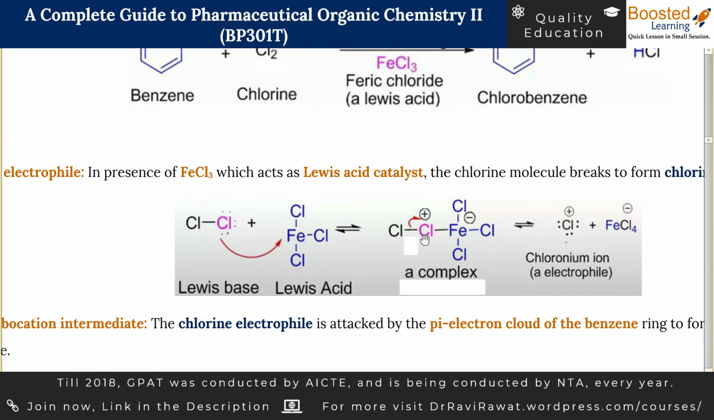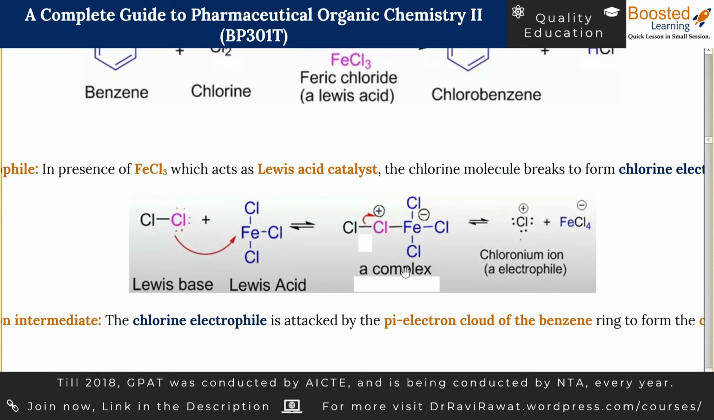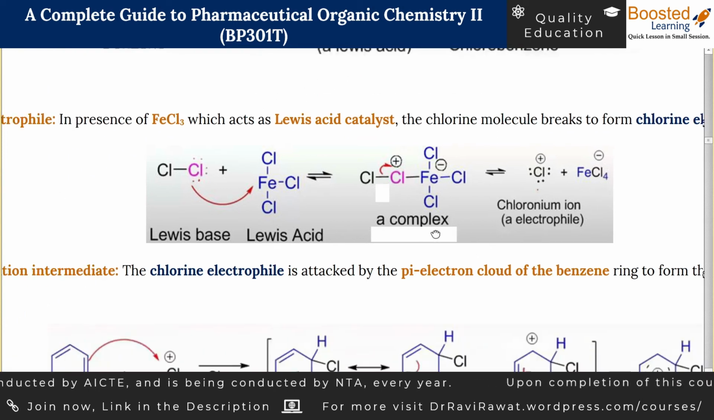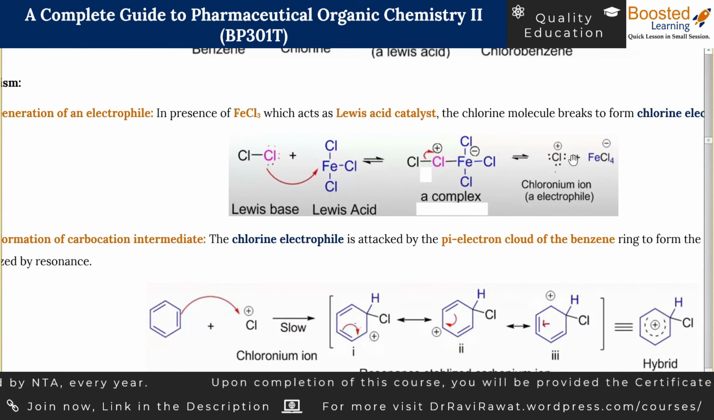So a bond will be formed between the chlorine atom and the iron atom, and a positive charge would be placed over chlorine because the lone pair has been utilized to form a bond with iron. So positive charge over chlorine and negative charge over iron because it has accepted a lone pair. Our complex would form, and this complex will dissociate in such a way that the chlorine bond would be broken, the positive charge on one chlorine would be neutralized, and this chlorine will be removed as a Cl positive ion. This is called the chloronium ion. It is the electrophile of our reaction, and the other species formed was the FeCl4 negative anion. This was the first step, the generation of the electrophile.